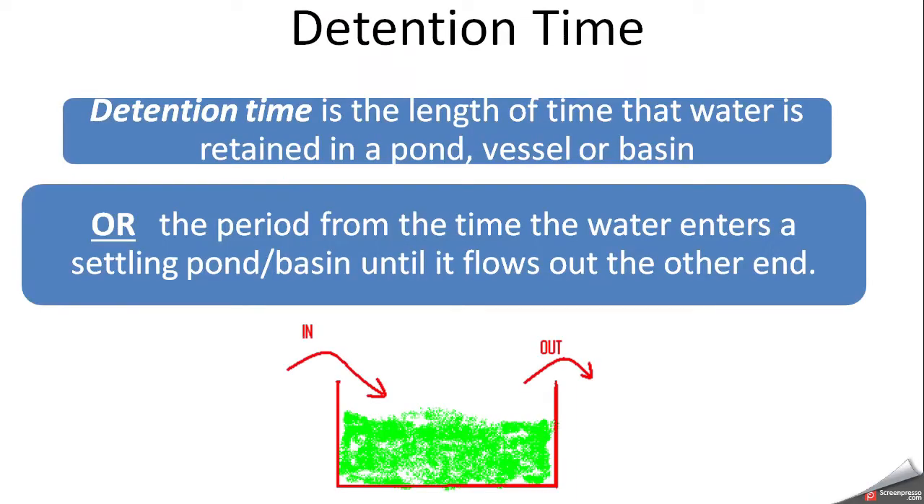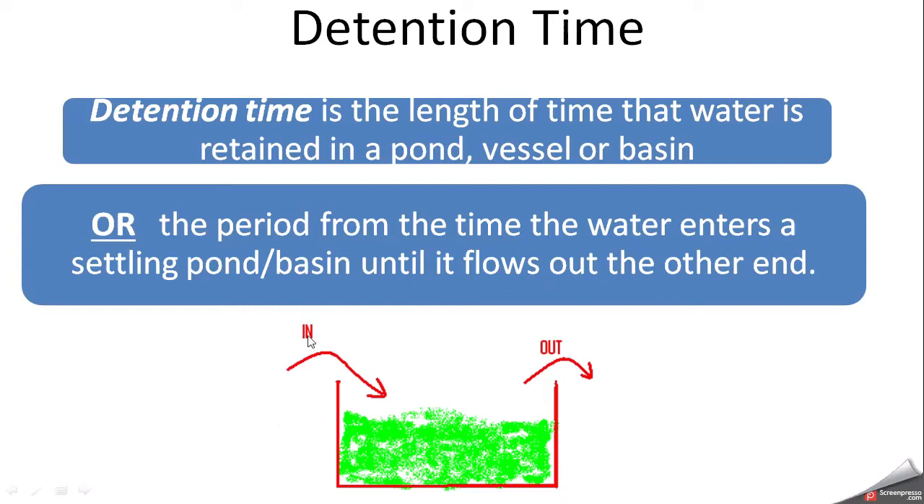How can we define the detention time? The detention time is basically the length of time that water is retained or present in a pond, vessel or basin. That is the time in which the water stays inside the basin, pond or vessel, and that duration is called detention time. Another way of defining this is the period from the time the water enters a settling pond or basin during wastewater treatment or water treatment until it flows out the other end.